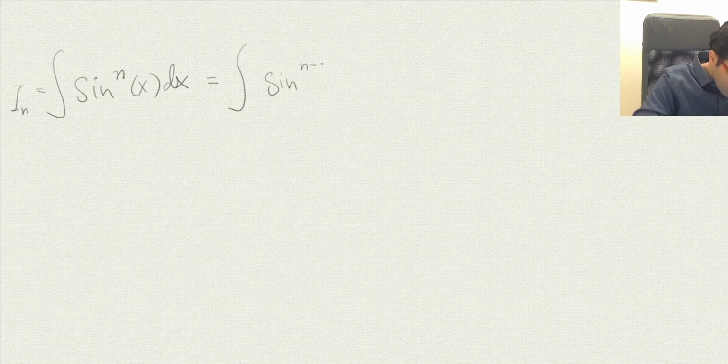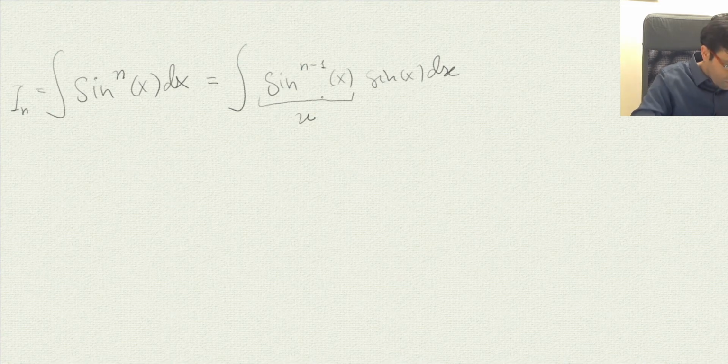So let us write this as sine of x to the power of n minus 1 times the sine of x dx, okay? And integrating by parts, we'll choose this as u. So in the next step, we will differentiate this, and this is going to be v prime. And so, of course, it's going to be uv.